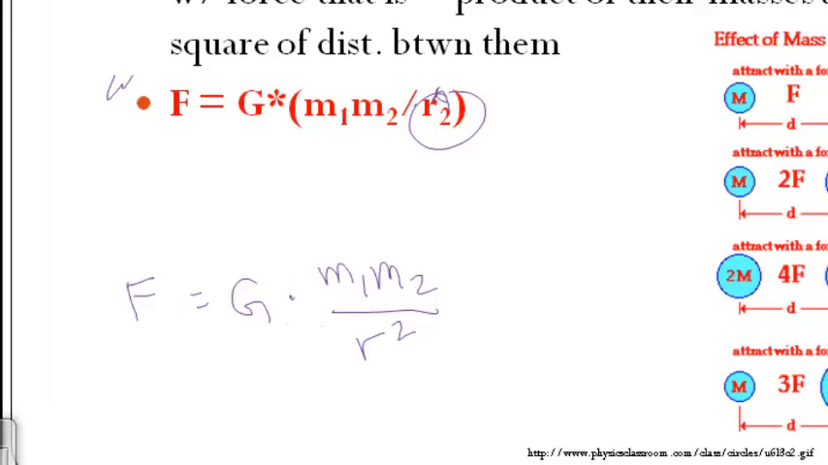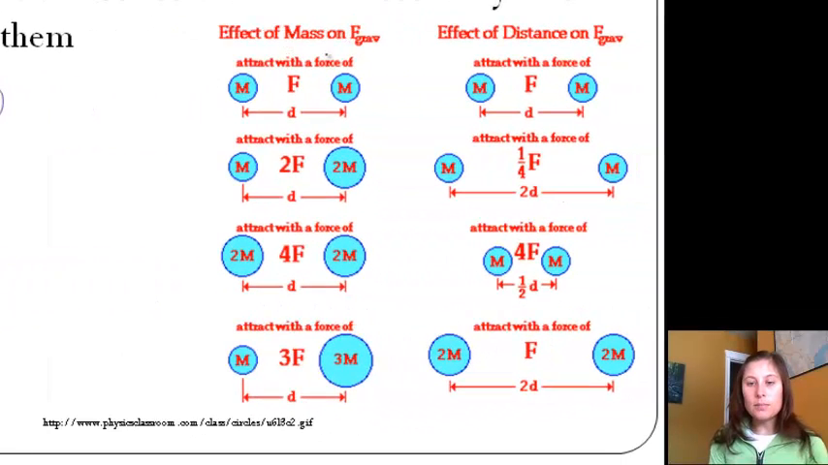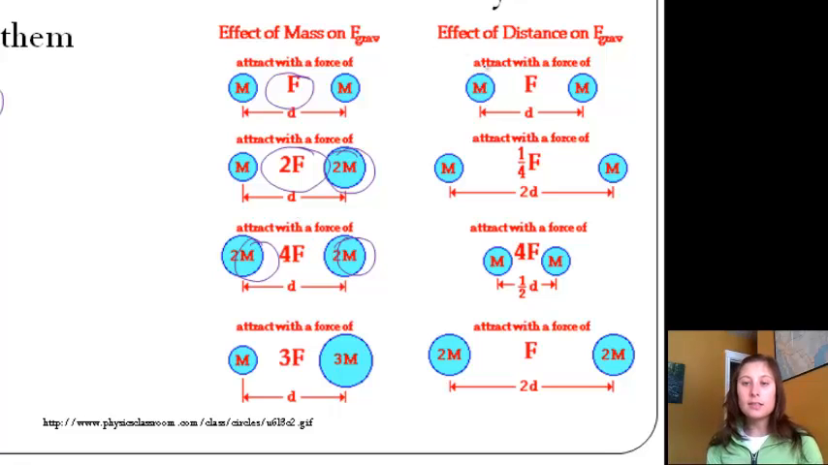Okay, and so what this means, let's take a look at the effect of the mass. We have two masses and their distance between them, and so we get a set force. If we increase the mass of either one or both of them, then we are increasing the force between them. If we go back to mass, that would mean that the mass is proportional to force. If we increase mass, we're increasing force.